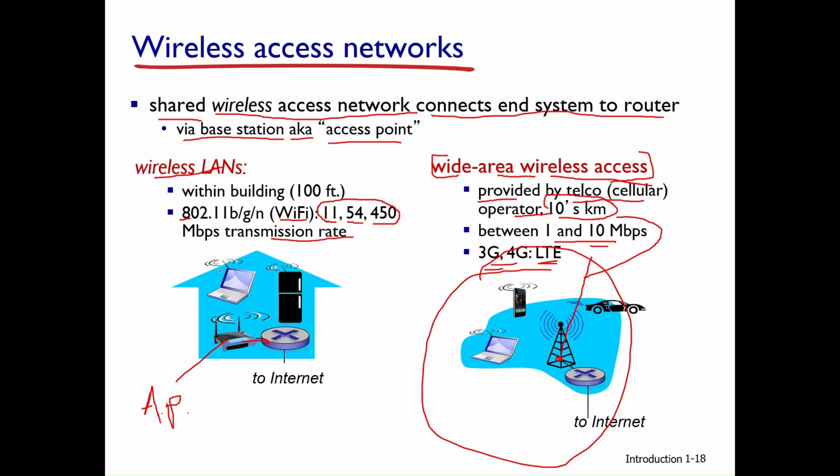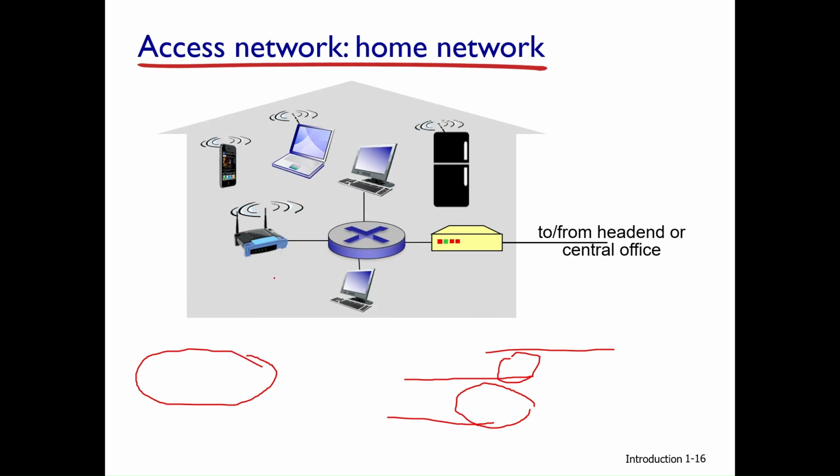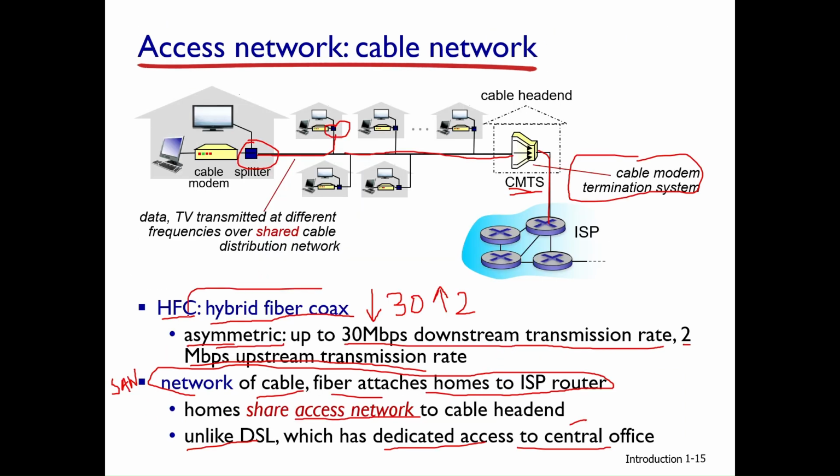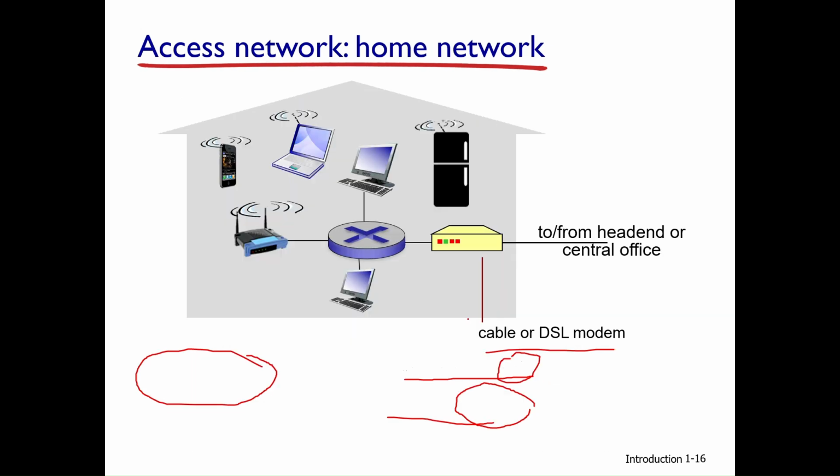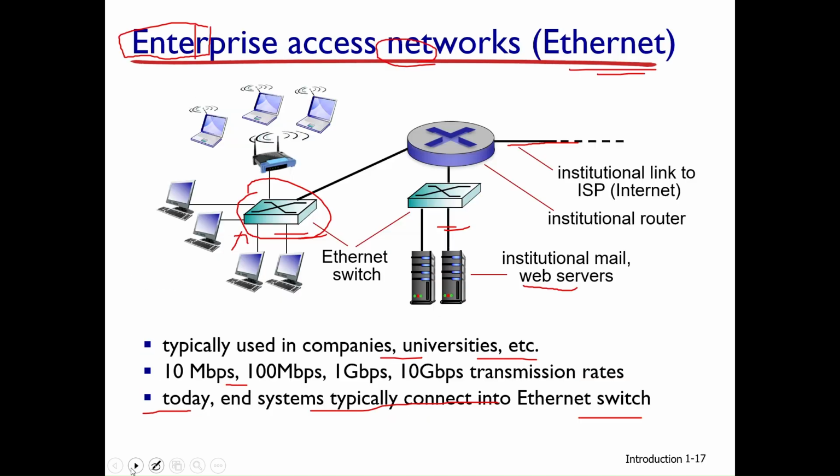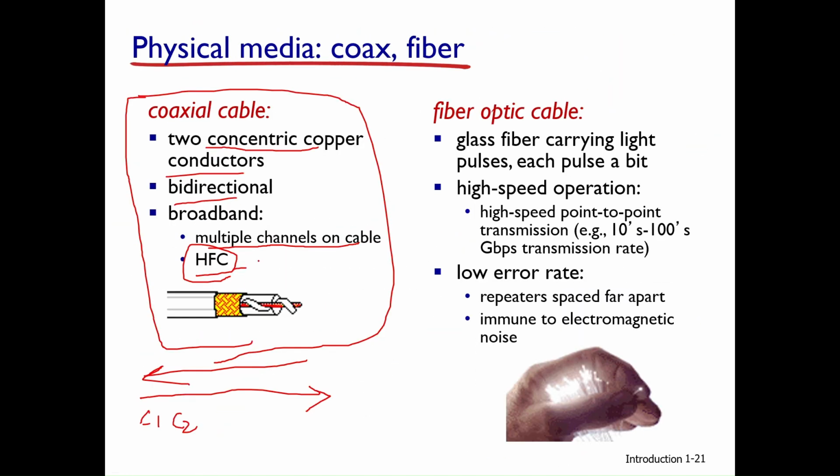So what's HFC? What did we see about HFC? Hybrid fiber coax, also known as HFC, has a 30 Mbps downstream rate and 2 Mbps upstream transmission rate. So next we will see fiber optic cable.